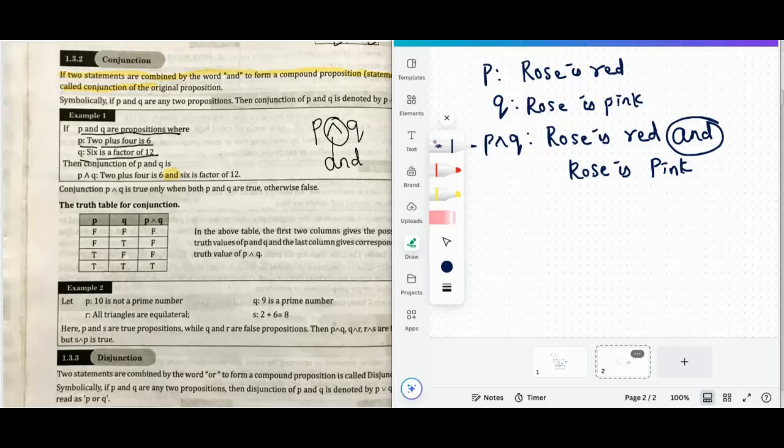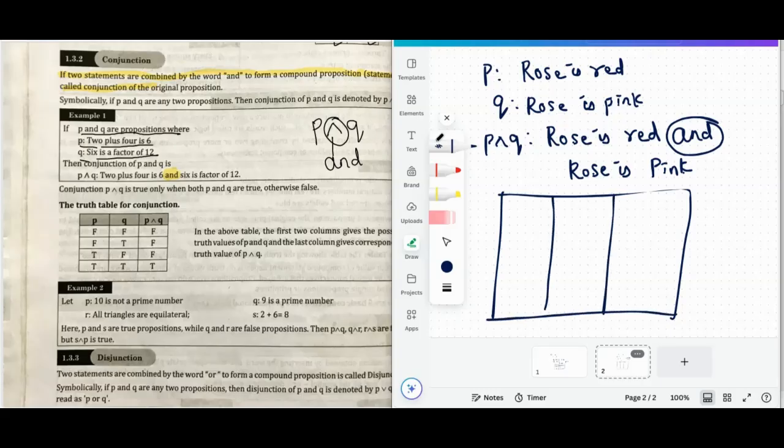Okay, so what will be the truth table for this conjunction? The truth table is very simple. How do you remember it? P, Q, P and Q. Always the truth table will be written like this: T, T, F, F. Then T, F, T, F. T is true and F is false.